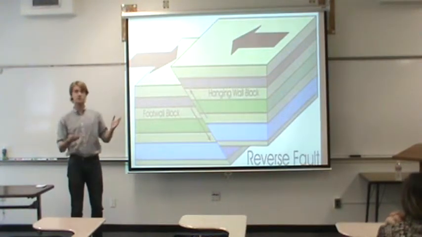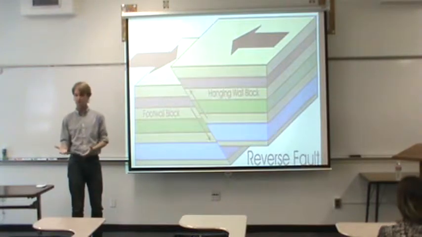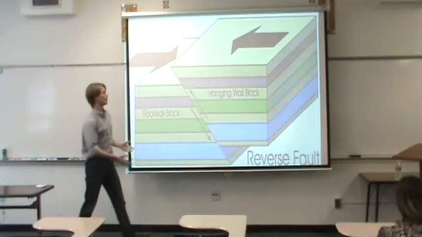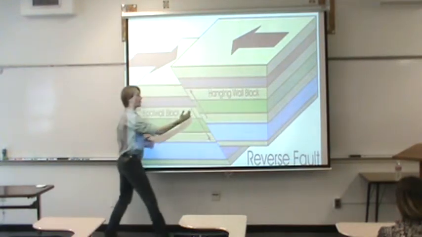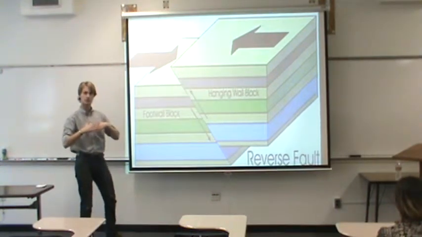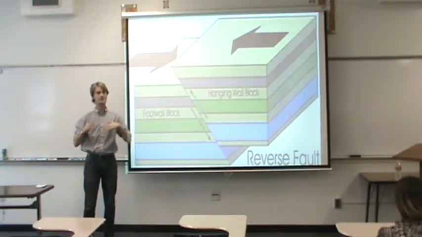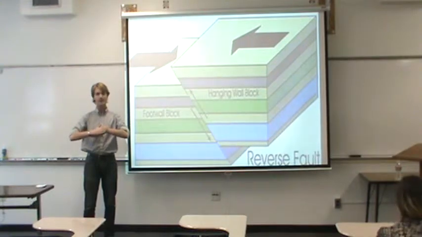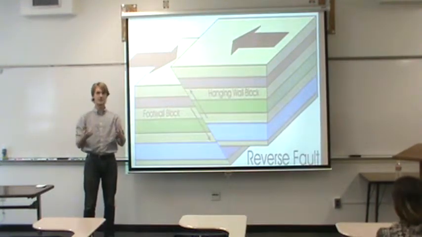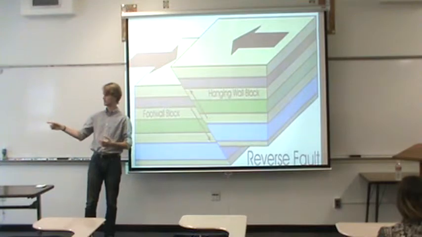Now this is a reverse fault, and as I'm sure you can intuitively tell, it's just going the other way. The one that's on top is now pushing into the one that's on the bottom. And they just kind of push into each other. It's the same sort of thing. Sometimes they push a little bit, and other times they push a lot of it. And that's when you get the different sized earthquakes.